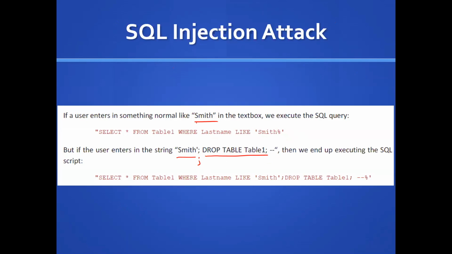Drop table, table 1. Obviously, that requires you to have permissions to drop tables. That requires you to know the name of a table and all of that. But that may not work if you're good with the principle of least privilege. So what does the principle of least privilege tell us?